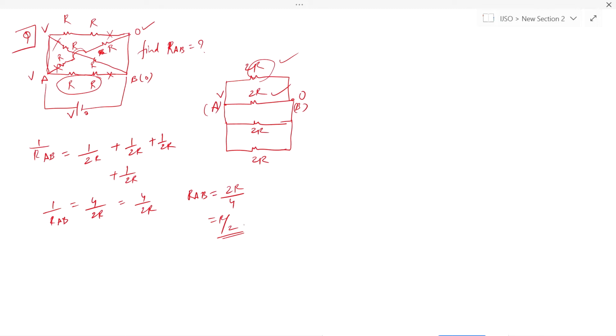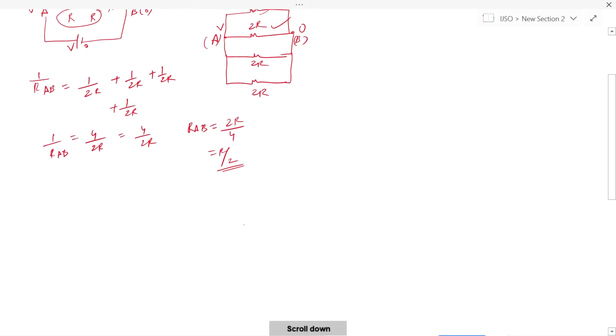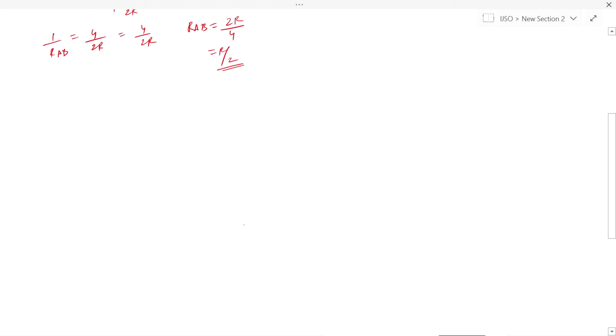Even today we'll do the proof also of Wheatstone. Yesterday we derived, right? Okay, so we'll do the proof also today. Done? Yes. Okay, so one will practice that infinite also. So let's check whether you are able to solve that also.